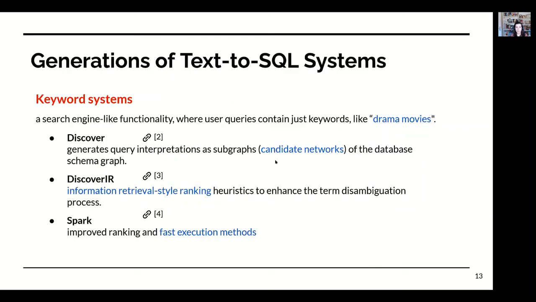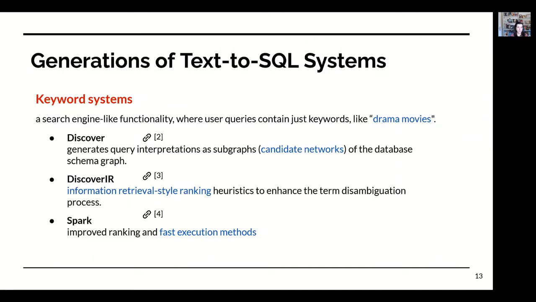Now, let's see some early generations of text-to-SQL systems. Initially, we have keyword systems that expose a search engine-like functionality, where essentially user queries contain just keywords, like drama movies. And here we have some notable early systems that we distinguish for their contributions.